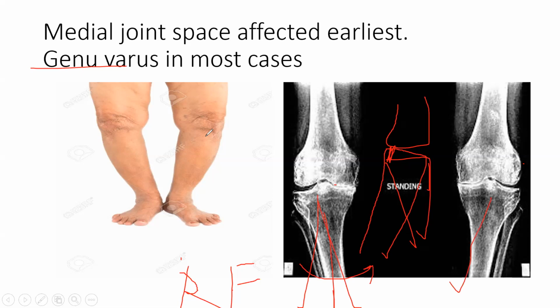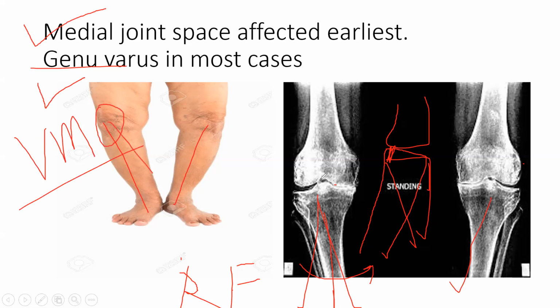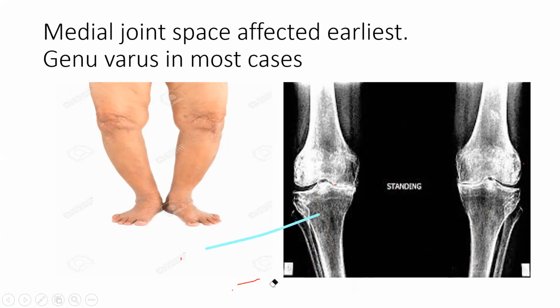This is the classical position of old females, genu varus. Genu varus is by far the most common in osteoarthritis. Medial joint space loss is most common in osteoarthritis. Vastus medialis obliquus is most commonly affected in osteoarthritis. So genu varus, because the medial space is lost, laterally the bone comes inward. I hope you are understanding what I am saying.